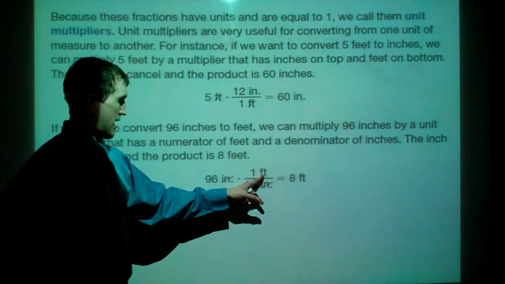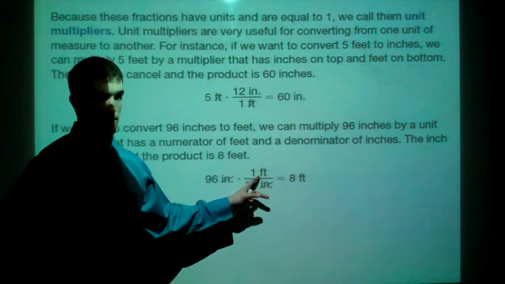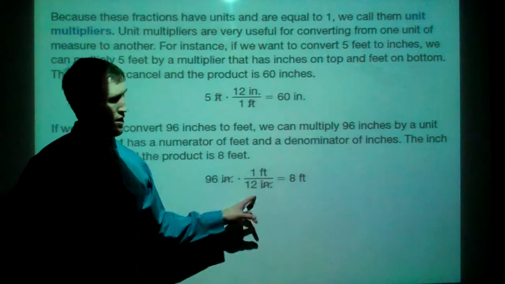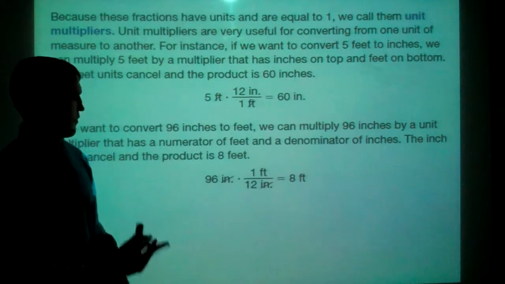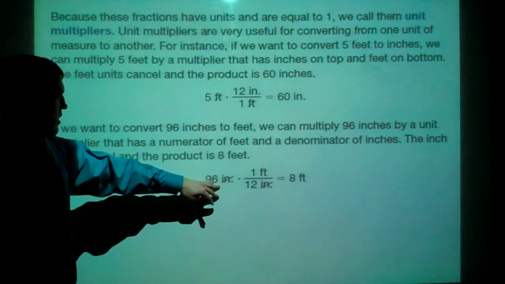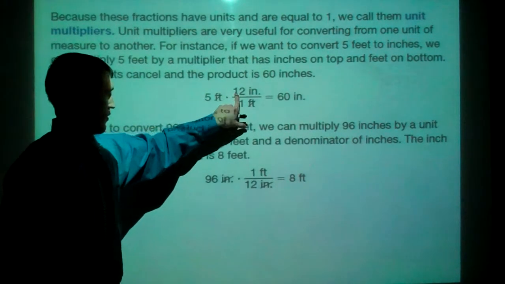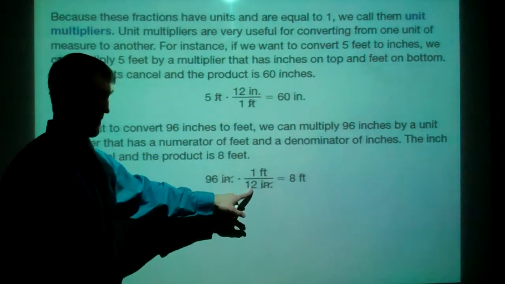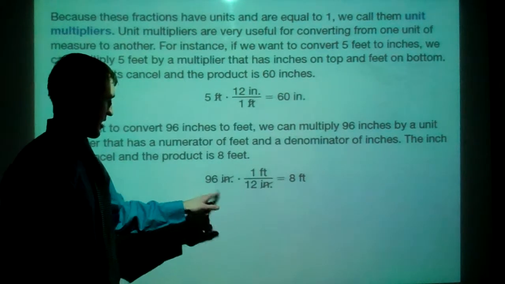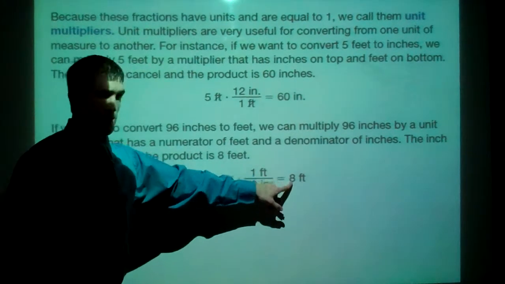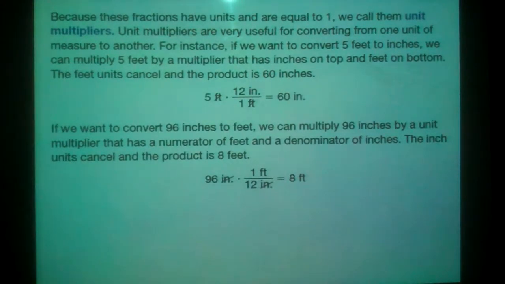So once this is in the top, and let's say you're trying to get the feet, and feet's on the top here, you're good, you know you're done. Now the difference between this one and this one is that we did 5 times 12 here gets us 60. Well now this is on the bottom, so this is 96 divided by 12 gives us 8. So multiply by things on the top, divide by things on the bottom.